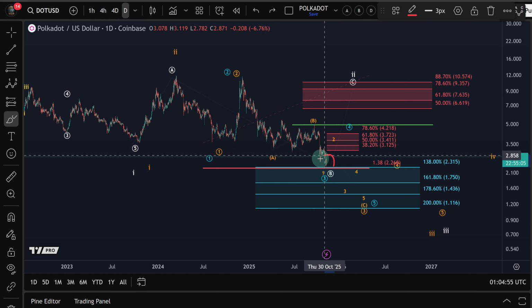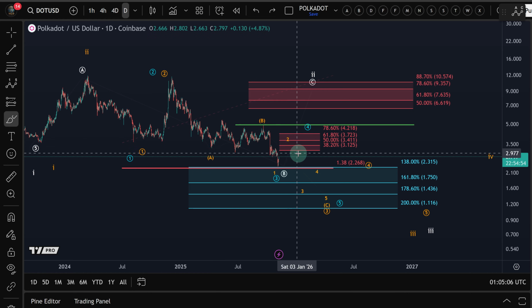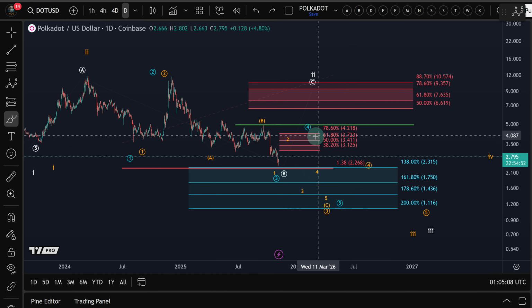Is it going to turn into something more bullish? Is it going to be the C wave up? We'll have to see. We would need a 1-2 setup for that, but the levels work. So the first resistance area is between $3.12 to $4.21.